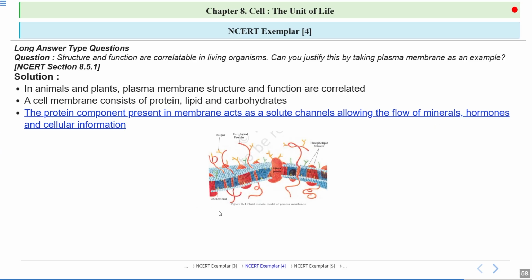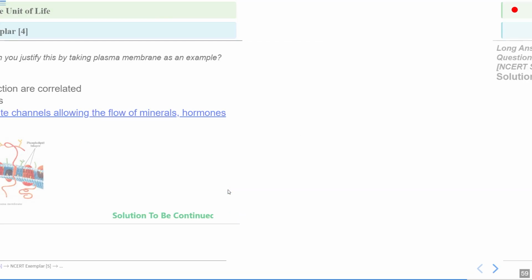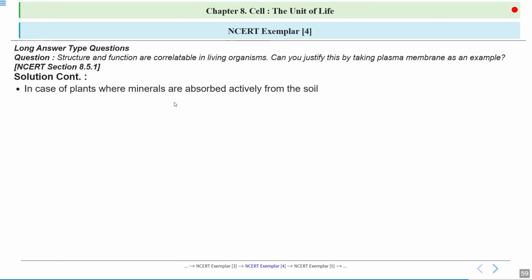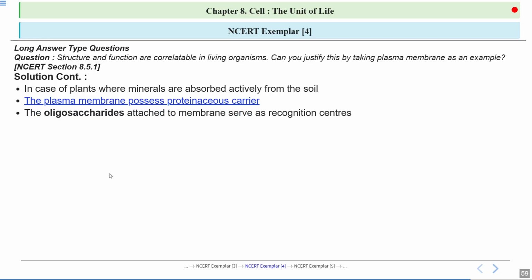This is an image showing you the plasma membrane. So you have the phospholipid bilayer, you have integral proteins, peripheral proteins, and these are the sugar molecules. Sugar molecules, which are carbohydrates, are present in the form of glycoproteins and glycolipids, and you have this cholesterol molecule as well. In case of plants, where minerals are absorbed actively from the soil, the plasma membrane possesses proteinaceous carriers. These carrier proteins help in the transfer of these minerals as well.